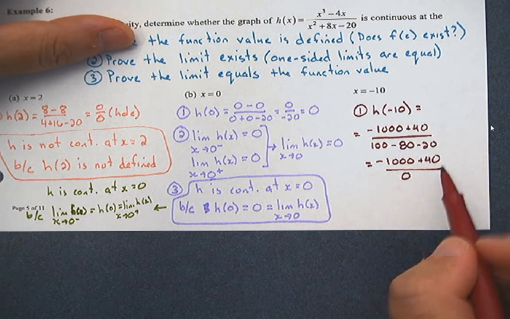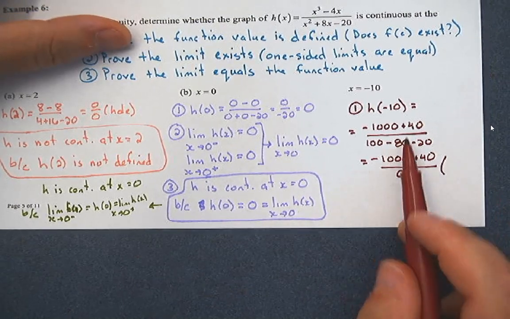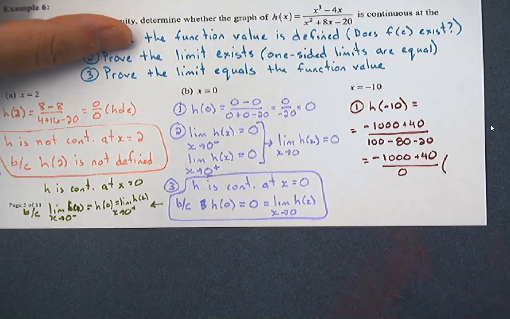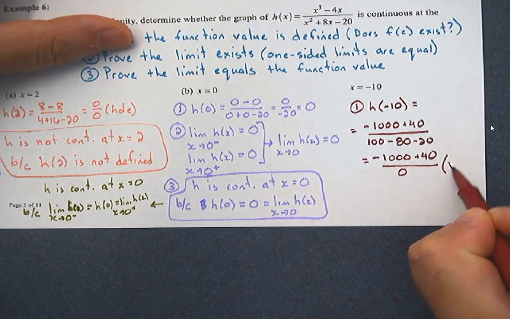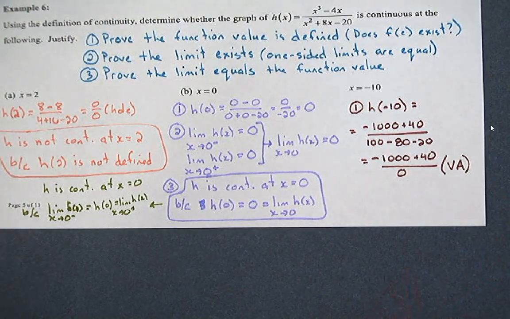Which means, what do we have here? At negative 10, what do we have here? Come on, you got to get to the spot where you start to memorize these. So I've got a 0 on the bottom and not a 0 at the top. That's the worst thing that can happen in all of mathematics, which means it's going to create the worst thing that can happen in all of graphing, which is a VA.